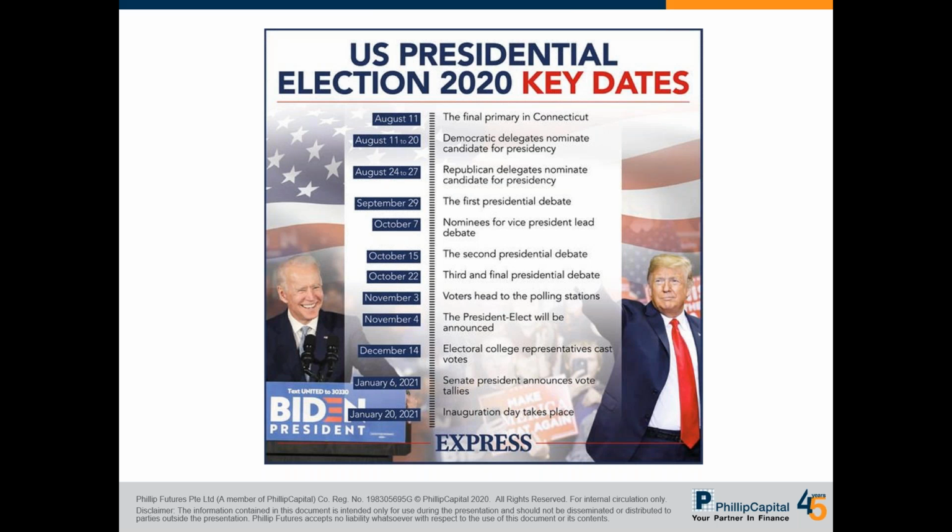So from this timeline, you can see that voters will be heading to the polling station on November 3rd. This is something that you should be keeping in mind if you are trading gold. All right, so now after the election, gold will remain on top of everybody's list. For me, I think hitting $2,000 is not a big deal because it already broke the last record, and it's going to go higher than that.